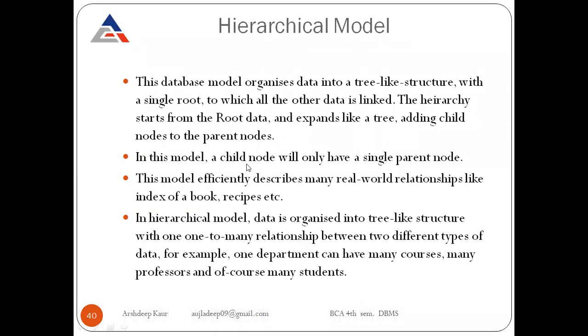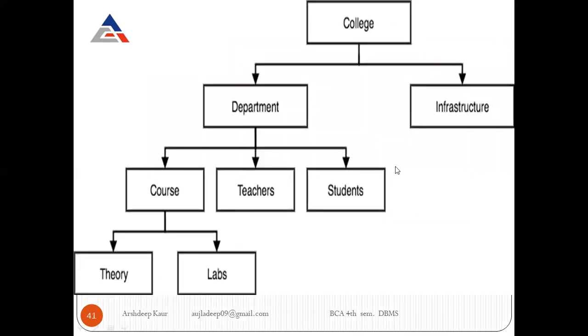So in this model, a child node will only have a single parent node. So every child node has only a single parent. Like department and infrastructure, both are child nodes having only a single parent, that is college. Course, teachers, students, these are the 3 children and they have only one single parent node, that is department. Theory and labs, both are child nodes having only a single parent node, that is course.